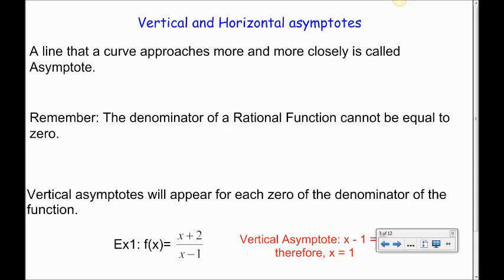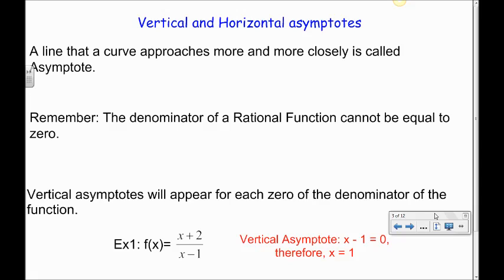Right, so today we're going to look at vertical and horizontal asymptotes. An asymptote is a line that a function approaches very, very closely. It doesn't necessarily touch this line, it just gets really, really close.